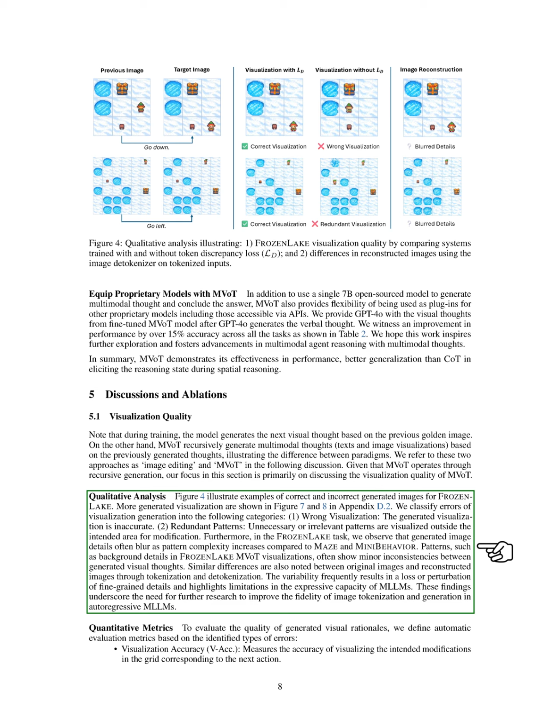For quantitative metrics, we define automatic evaluation measures based on the types of errors we identified. Visualization accuracy measures how accurately the intended modifications are visualized. Visualization pattern redundancy assesses unintended visuals outside the target area. Visualization correctness step looks at the average length of the first few correct visualizations in a sequence. And visualization correctness ratio calculates the average proportion of correct visualizations in the action sequence.